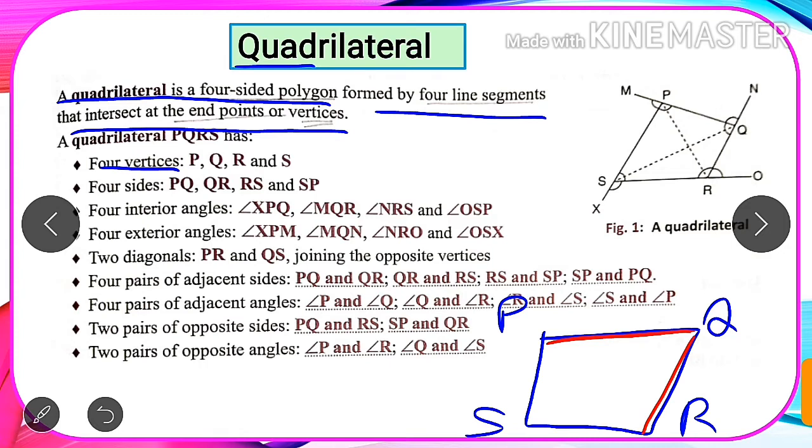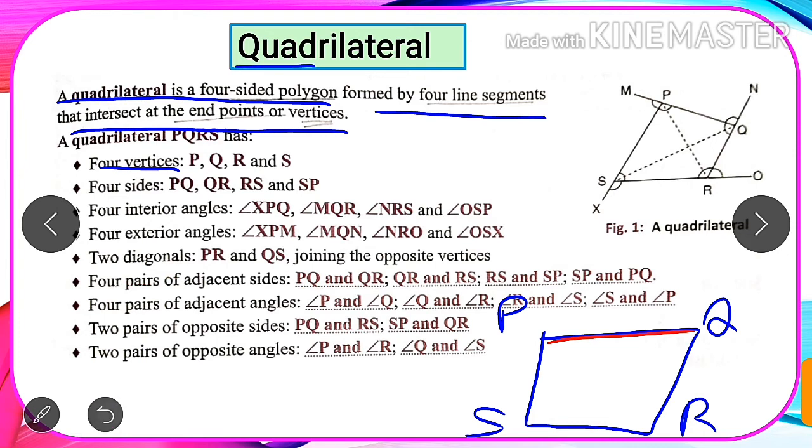That means if we consider one side, that is PQ, it will have two adjacent sides, that is one will be QR and another one will be PS. So all total PQ has two adjacent sides. So as a result we have four pairs of adjacent sides. Number one is PQ and QR, that is this one and this one is one pair. Another one is QR and SR. Another one is SR and PS. Another last one is this one and this one. So these are the pairs of adjacent sides. Adjacent means side by side.